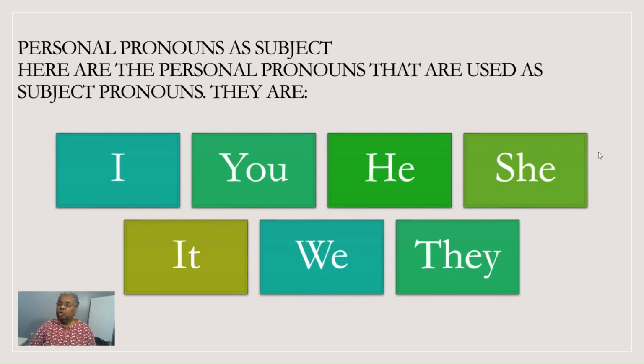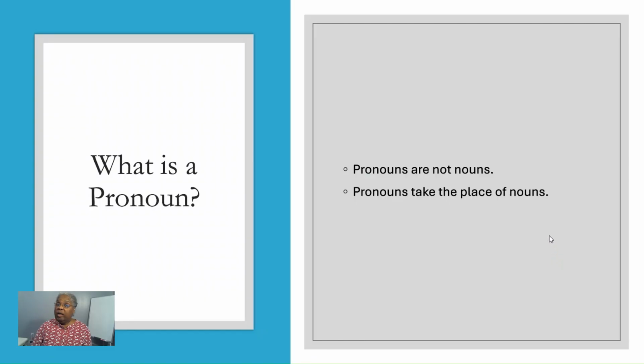All answer keys will follow the completion of exercise 3. Here are the personal pronouns that are used as subject pronouns. They are I, you, he, she, it, we, they. What is a pronoun? Unlike nouns and proper nouns, which are classified as nouns, pronouns are not nouns. Pronouns take the place of nouns.